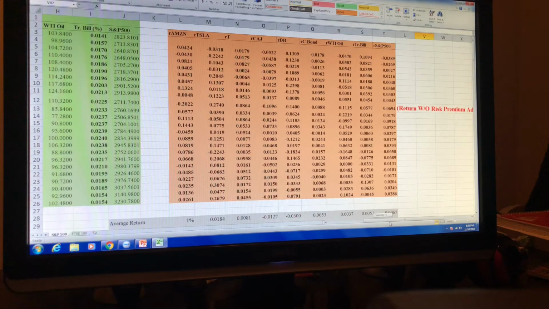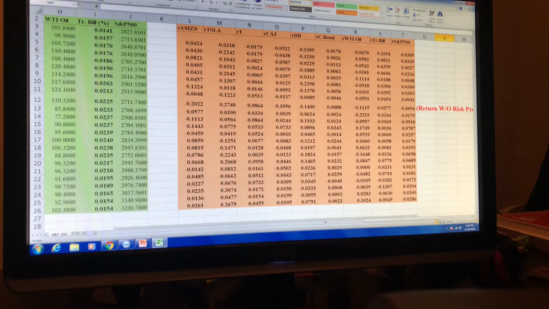I know it's a little small. I hope it's big when you blow it up. I will be submitting this presentation as well. So if you want to look at the numbers closely, please look at that presentation that I submit, or this Excel spreadsheet that I submit. These are the returns based on all these indexes, stocks, T-bills, bonds. This is the return without risk premium.